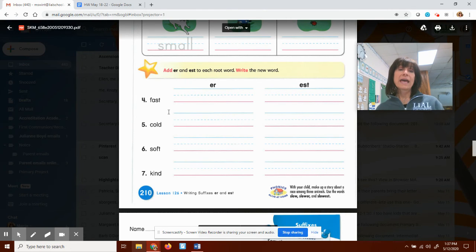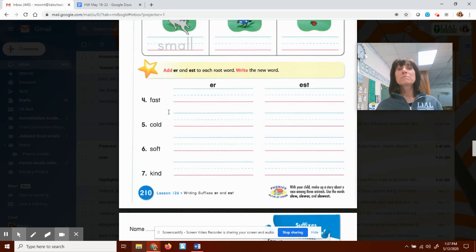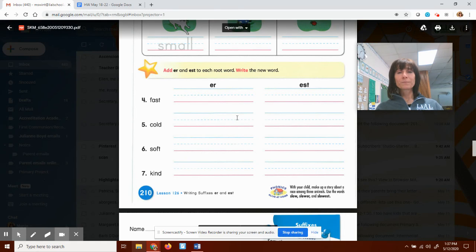So I could say Mrs. Hughes is faster than Mrs. Swint. But then I could say Mrs. Maltman is the fastest of the primary teachers. So I've compared 3 or more.